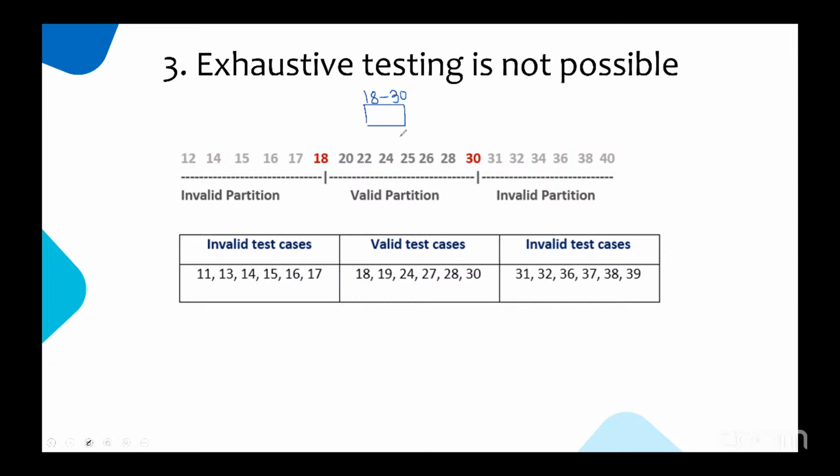One is the equivalence partition technique. Another one is boundary value analysis. So if I want to test this, I will test n minus 1, n, n plus 1. That's the formula for boundary value analysis. So I will test 17, 18, 19, three values, and 29, 30, 31, three values. So these are the negative values. That's it. Only 6 values I will select.